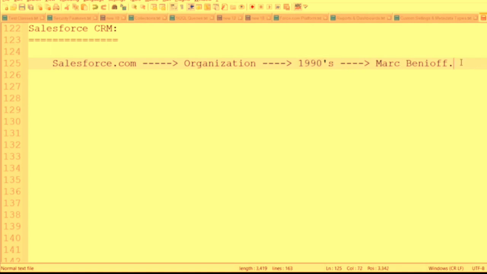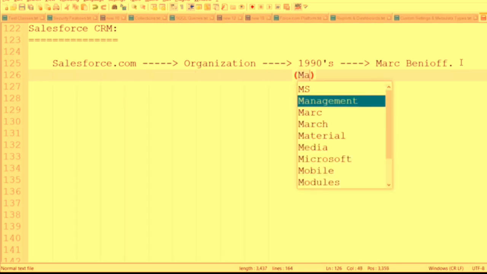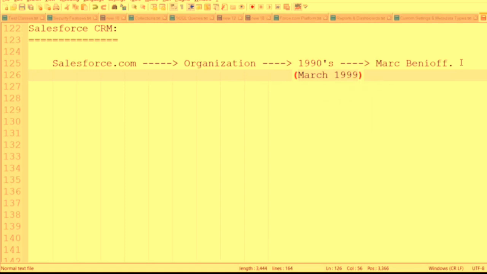Now you can raise the question, sir, when exactly did they start this organization? Salesforce.com started in March 1999. That means almost 20 to 21 years ago. Many people might have a question in their mind, sir, Salesforce is a new technology in the market. Basically, Salesforce is not a new technology. Salesforce has been available in the IT industry for almost 20 to 21 years.